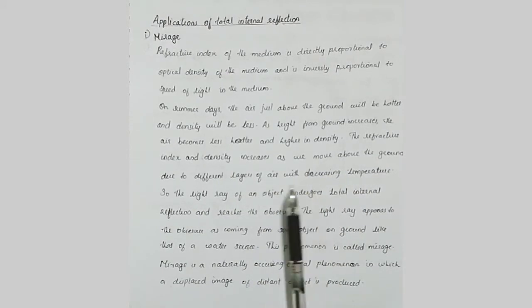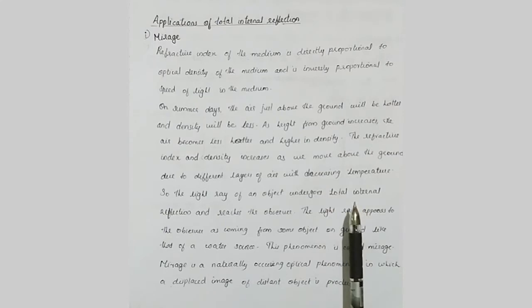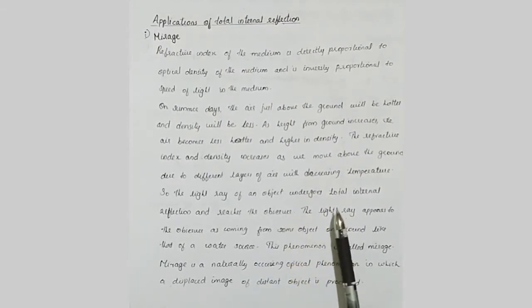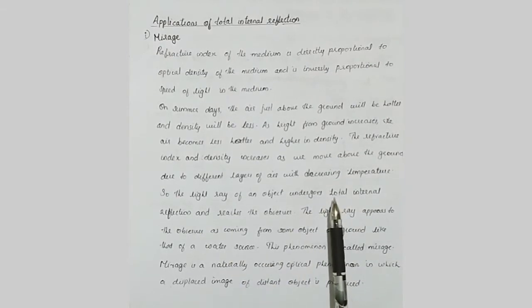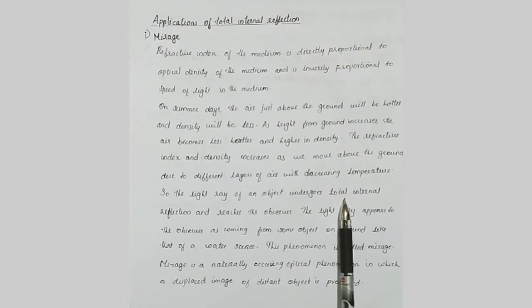in the density. So the light ray from an object passing through these different layers of air with different densities undergoes total internal reflection. As it is passing from air with high density to air with low density, it undergoes total internal reflection as the angle of incidence goes beyond the critical angle, and the light ray that is undergoing total internal reflection reaches the observer.